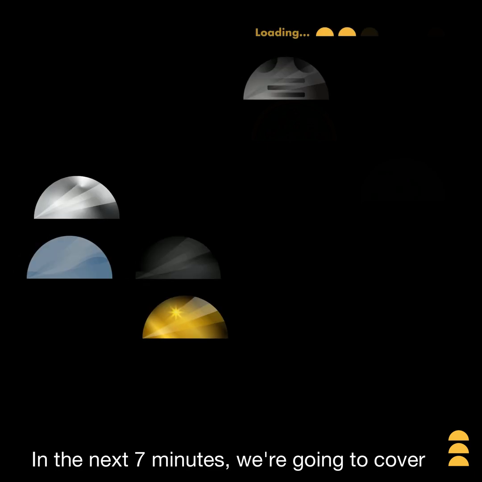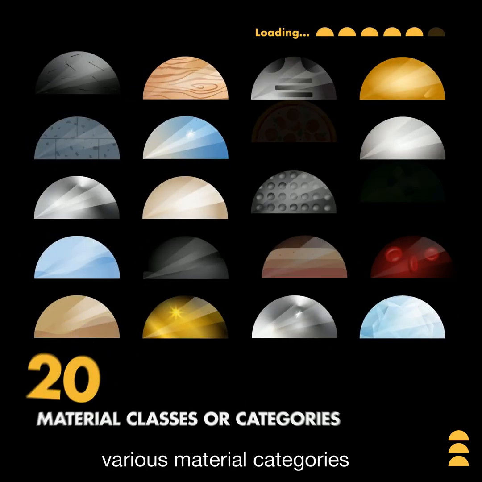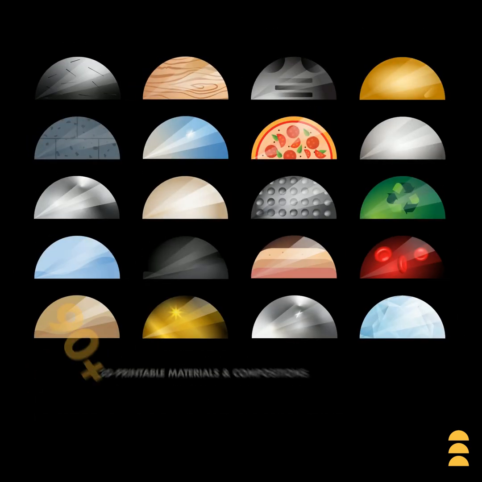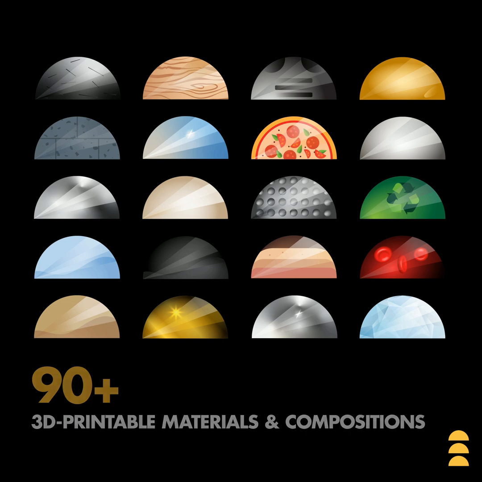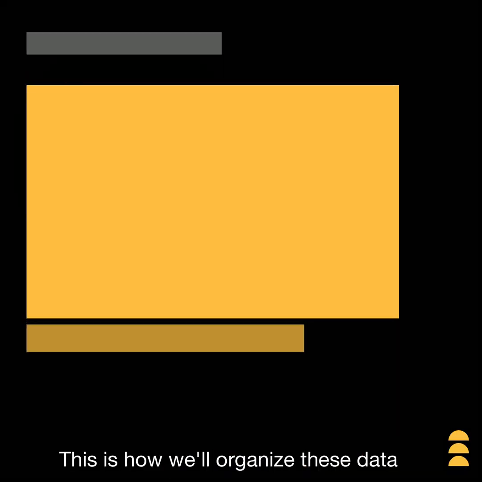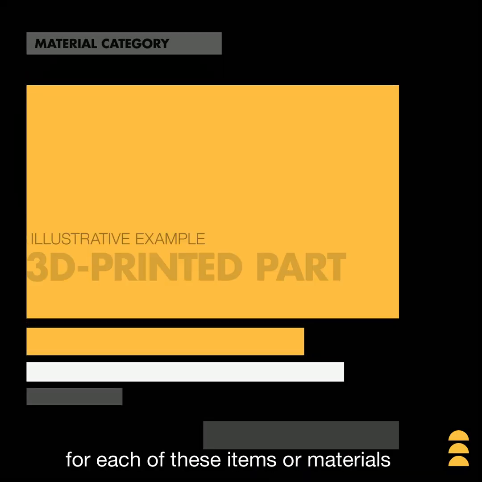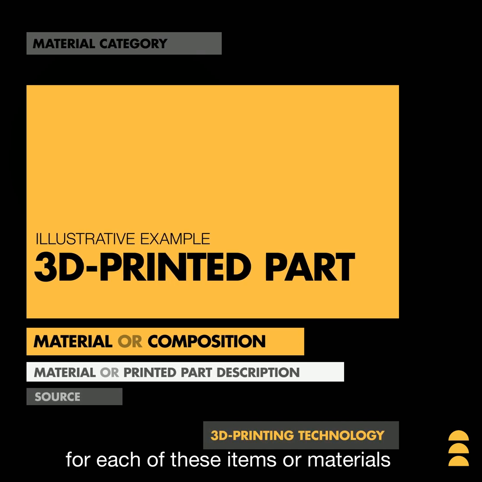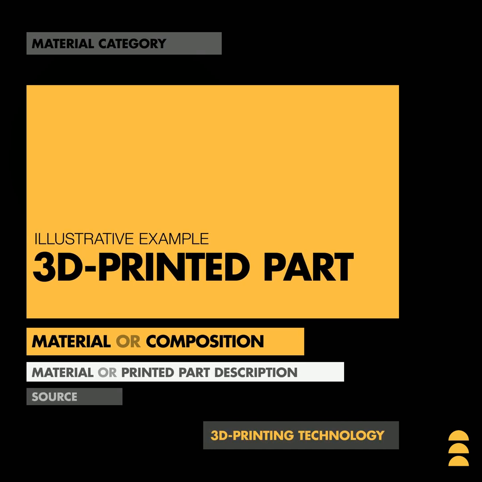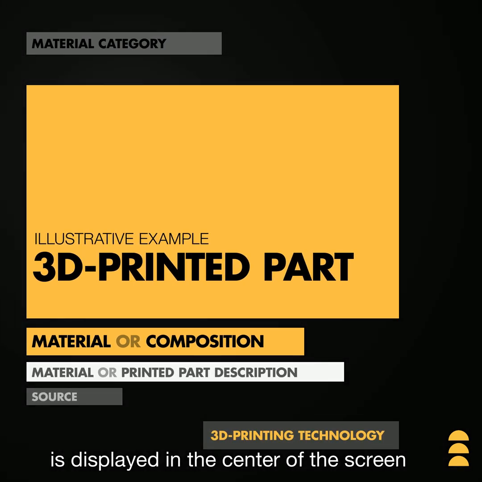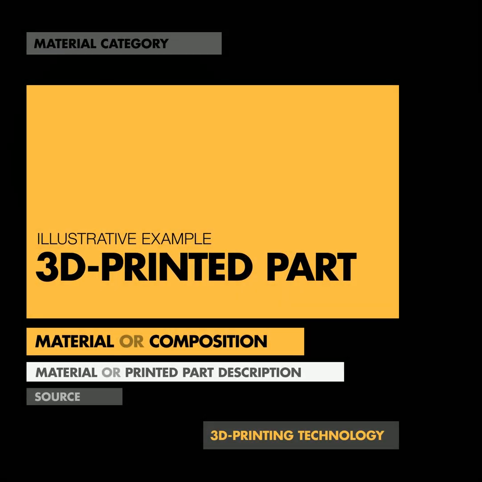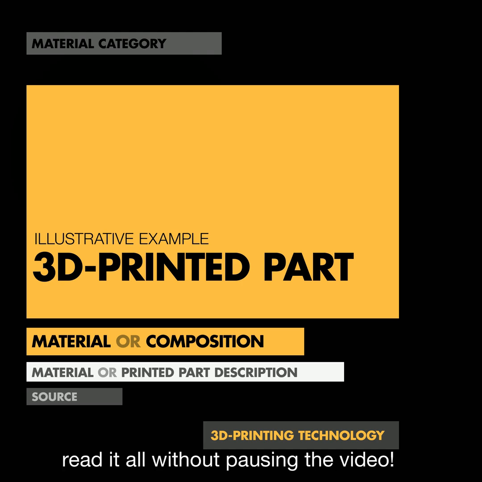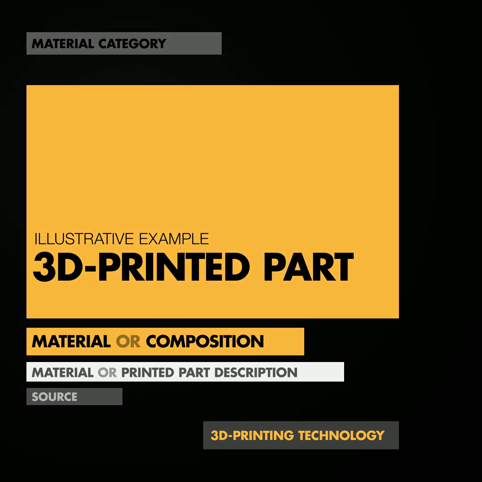In the next 7 minutes, we're going to cover various material categories and application fields, to access a large selection of materials, 103 items to be specific. And just before we start, this is how we're going to organize this data for each of these items or materials. The 3D printed part or product is displayed in the center of the screen with a few relevant pieces of information beneath it. I wish you good luck if you think you could read it all without any pausing of the video.